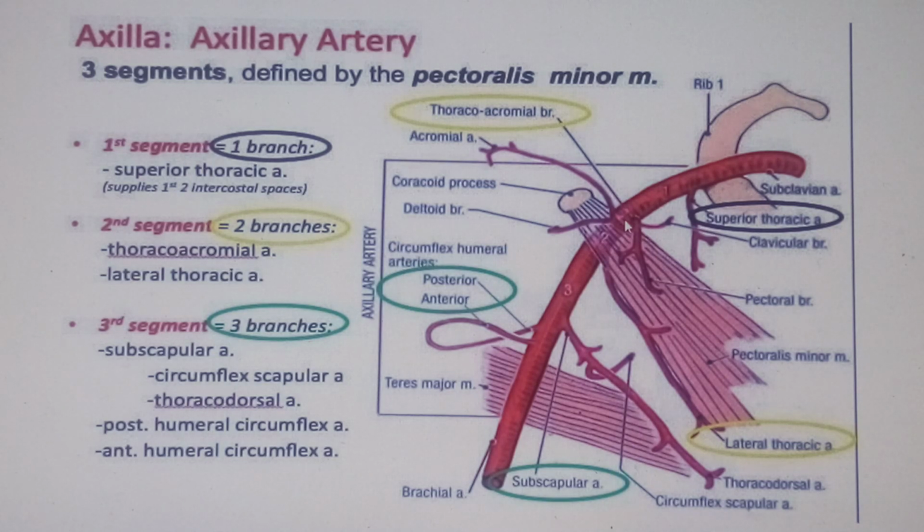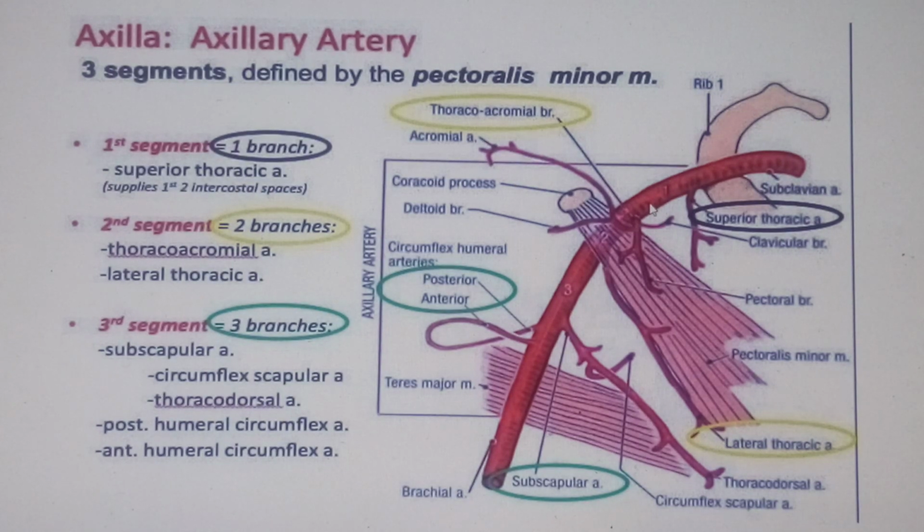And which muscle are we talking about? This muscle is what we call the pectoralis minor muscle. So from the beginning of this artery, from the outer border of the first rib till the medial border of the pectoralis minor muscle, we have the first part of this artery.